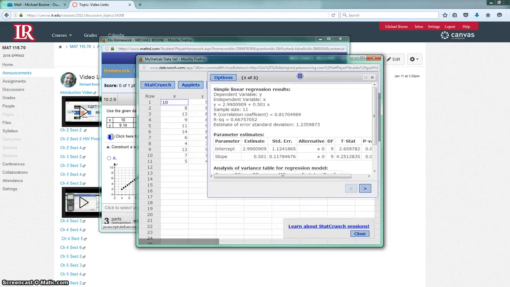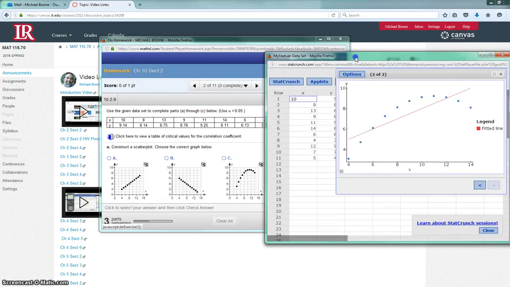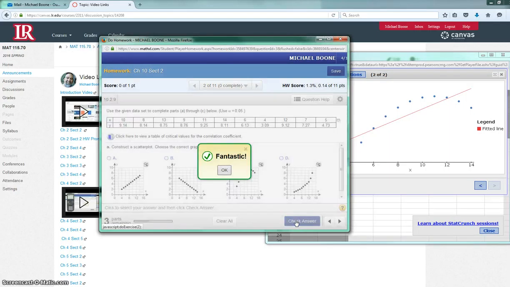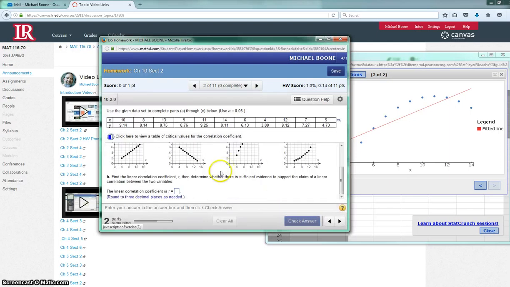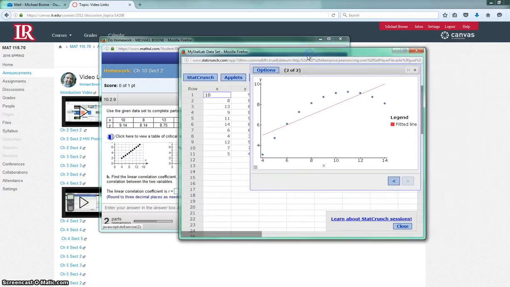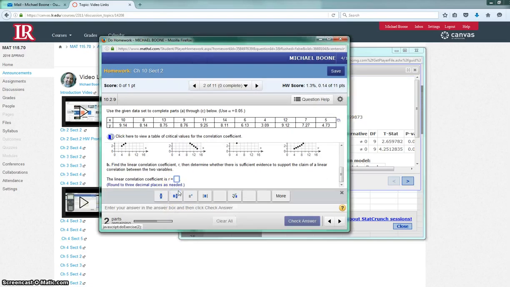Now this gives us more than a scatter plot, but if I slide over, I also get a scatter plot, right? And I see it has a nice curve to it. Might imply that it's not really a linear relationship, but we'll find out. I can calculate a correlation value for any two sets of variables. So let's go back, and this R value, our correlation coefficient, is right there. So 3 decimal places would be 0.817.